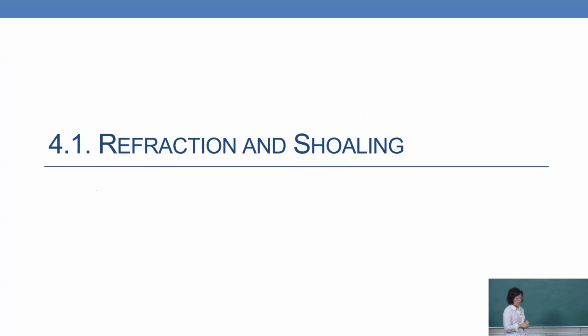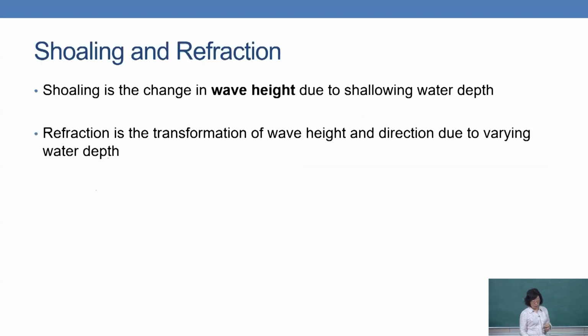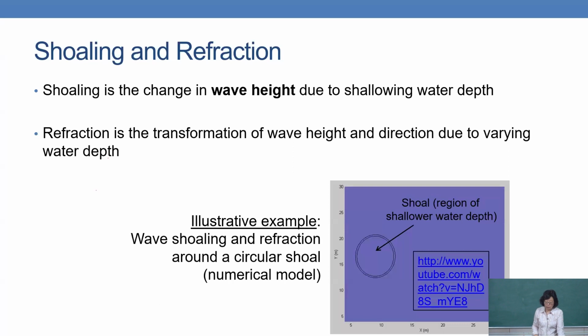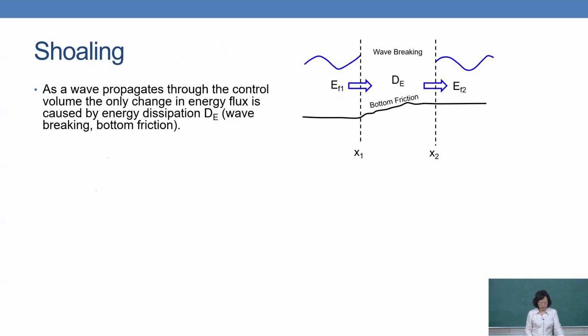So first we look at refraction and shoaling. Shoaling is a change in wave height due to the water depth change, normally when the water depth is getting shallower. And refraction is a transformation of wave height and direction due to varying water depths. So we will see refraction as well.